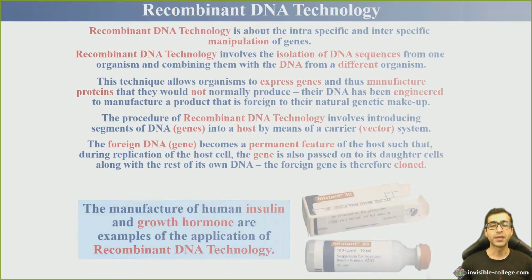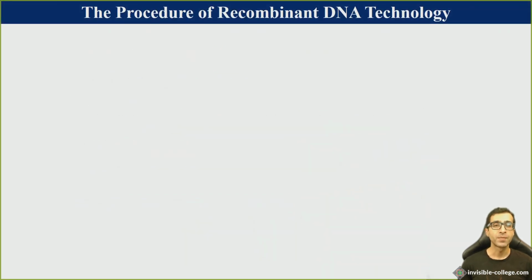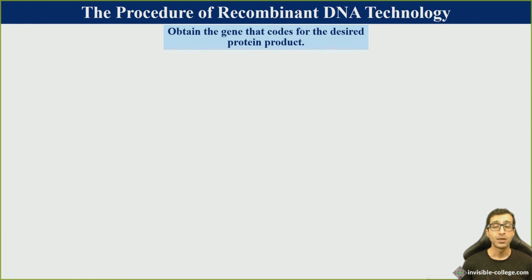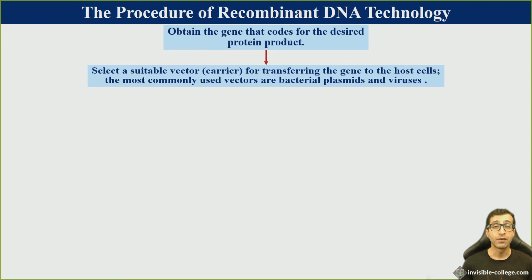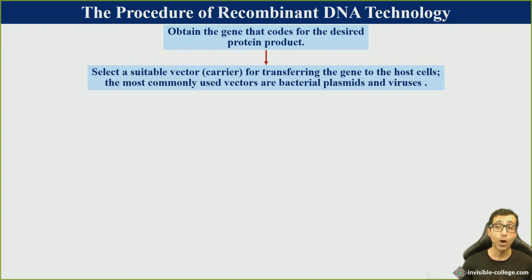So how is this done then? Let's have a look at the procedure for doing this. The first thing that needs to happen is that we need to obtain the gene that codes for the desired protein product. The next thing that happens is we need to select a suitable carrier or vector for transferring that gene into the host cells.